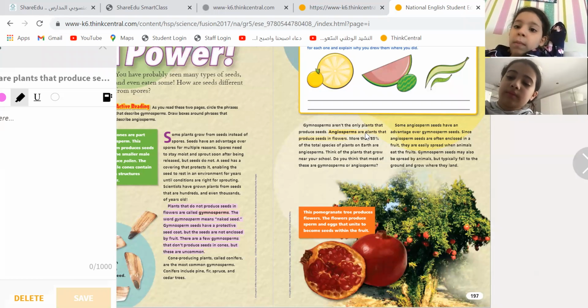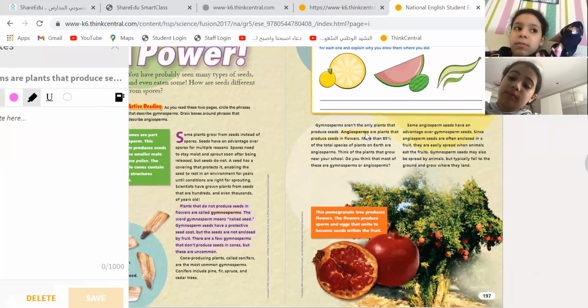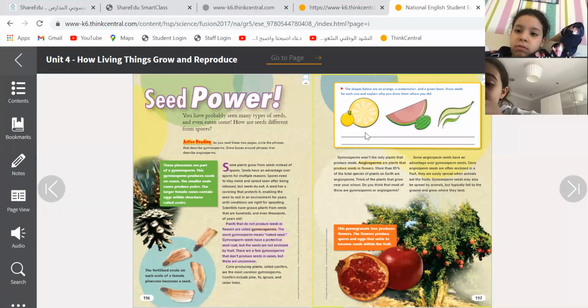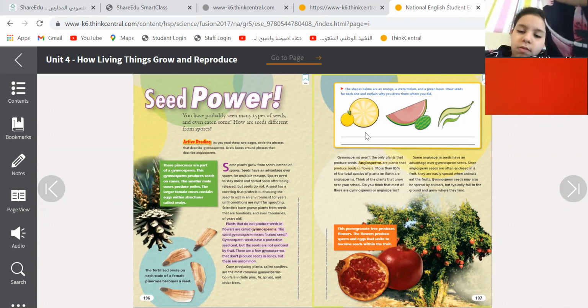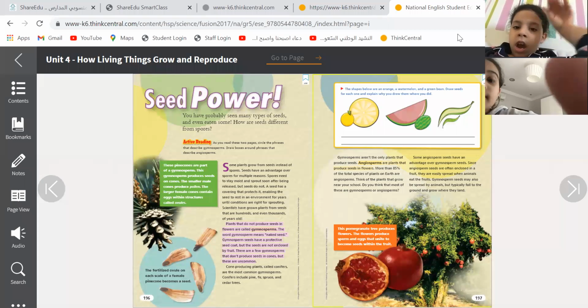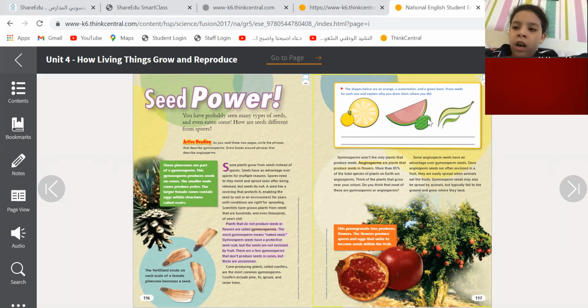See? When we remember plants that do not produce, remember the gym. They produce seeds, but they don't come in fruits or cones. They just come like that, not from flowers. They will just fall down. But okay, look at this exercise over here.